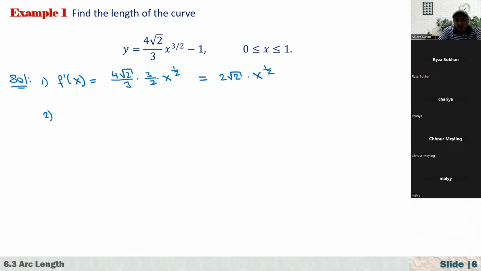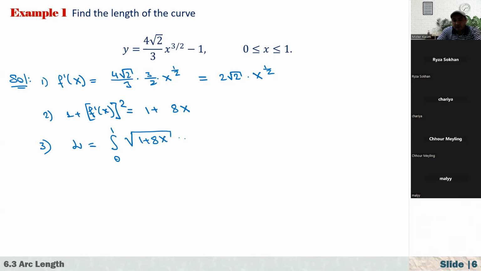The next thing is to evaluate the expression 1 plus f prime of x squared. So 1 plus, what is f prime of x squared? That is 2 squared, 4, times square root of 2 squared, which is 2, that is 8x. So that's it. The third step is that now we can find the length of this curve over this interval, where x is changing from 0 to 1. So here we have the integral from 0 to 1 of the square root of 1 plus f prime of x squared, that is 1 plus 8x, dx.